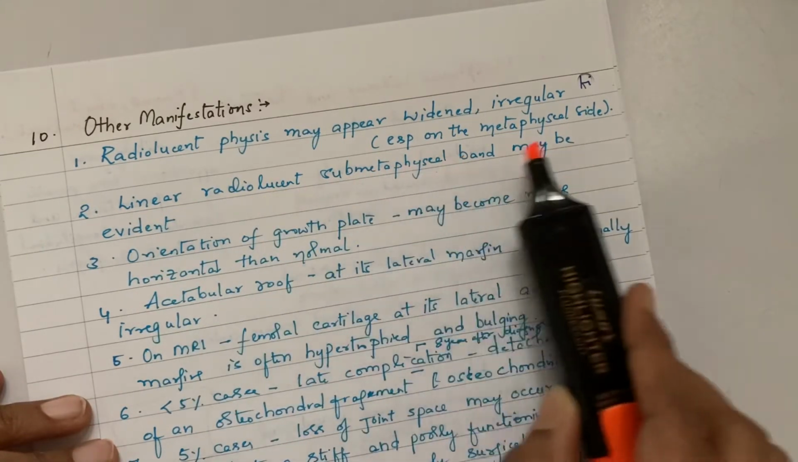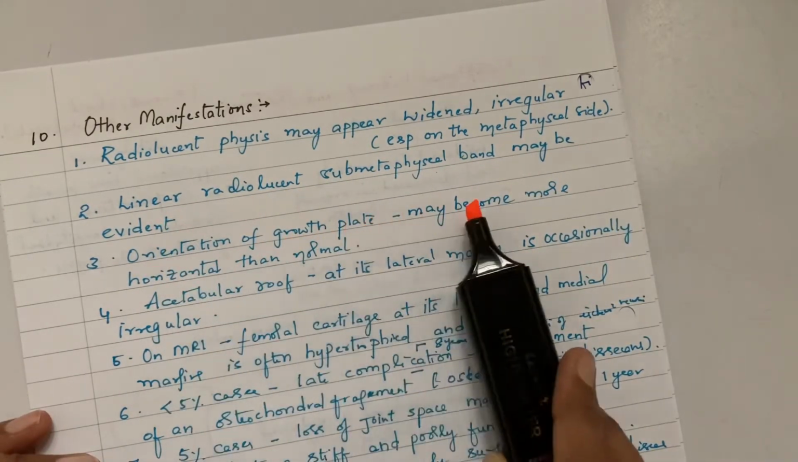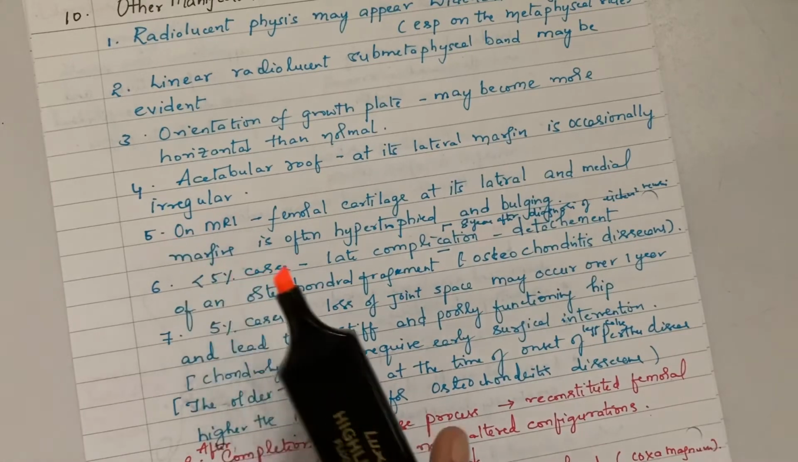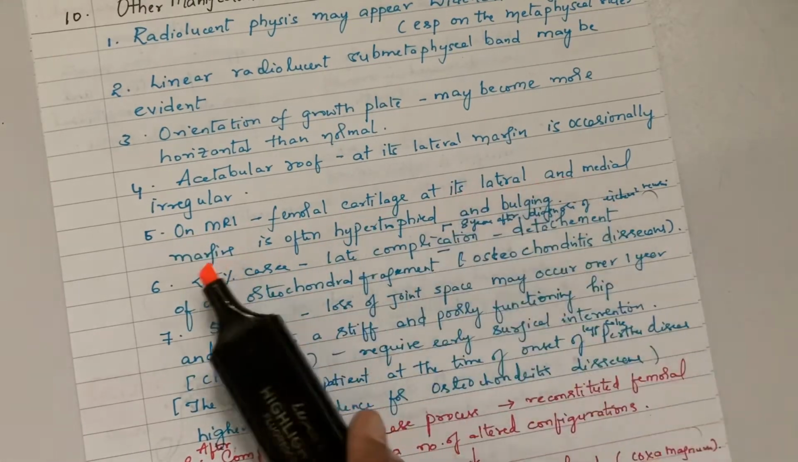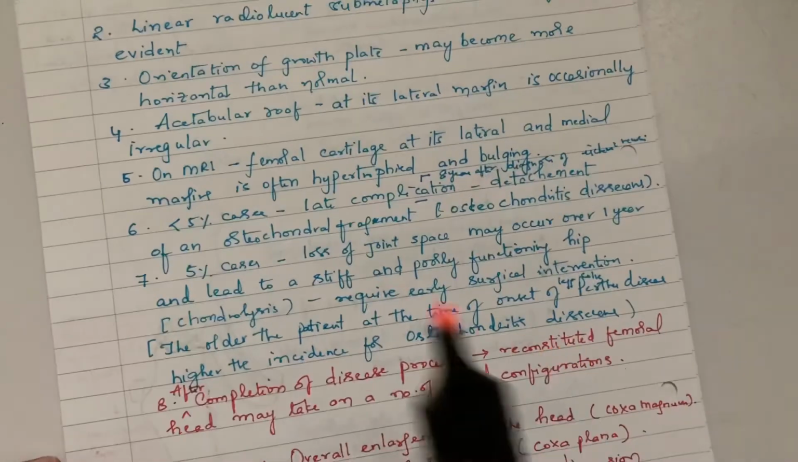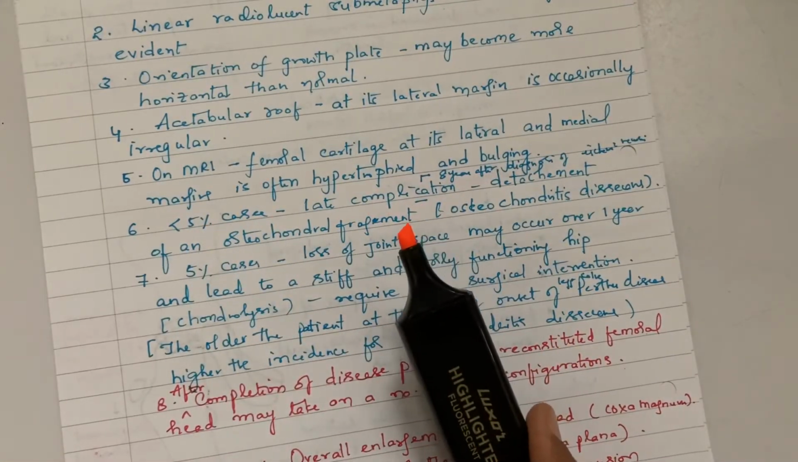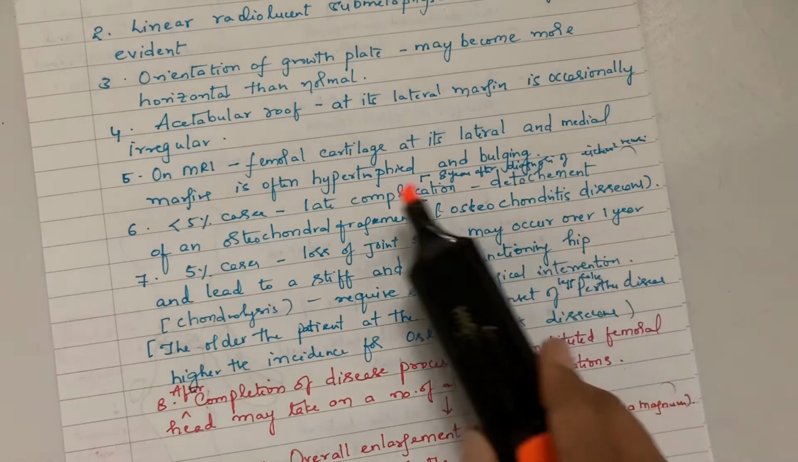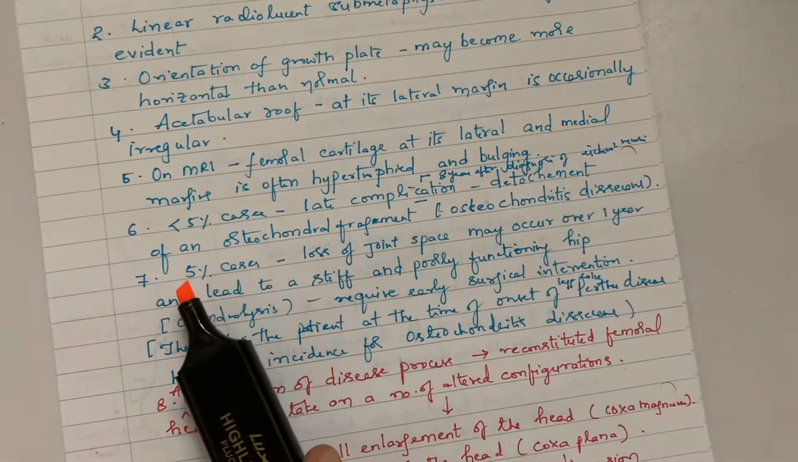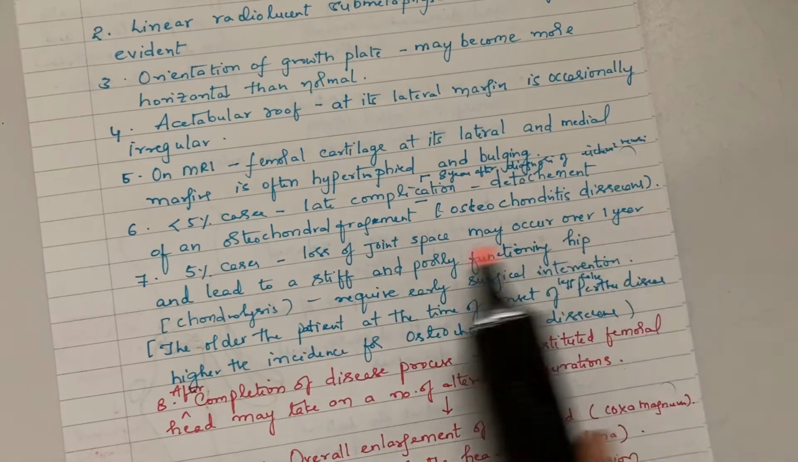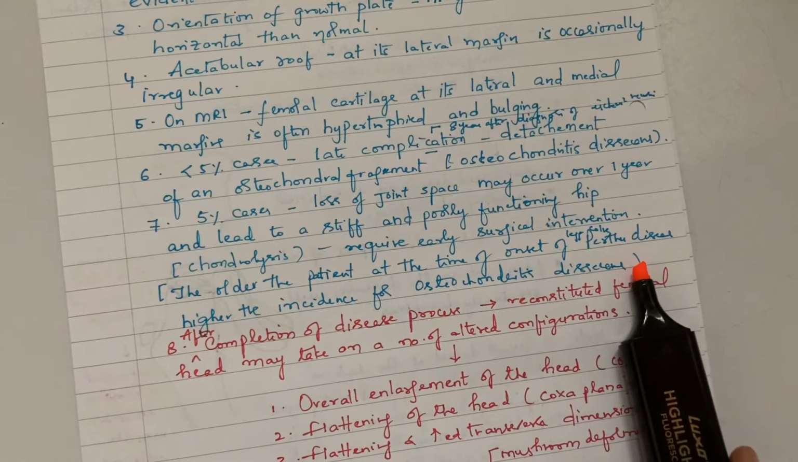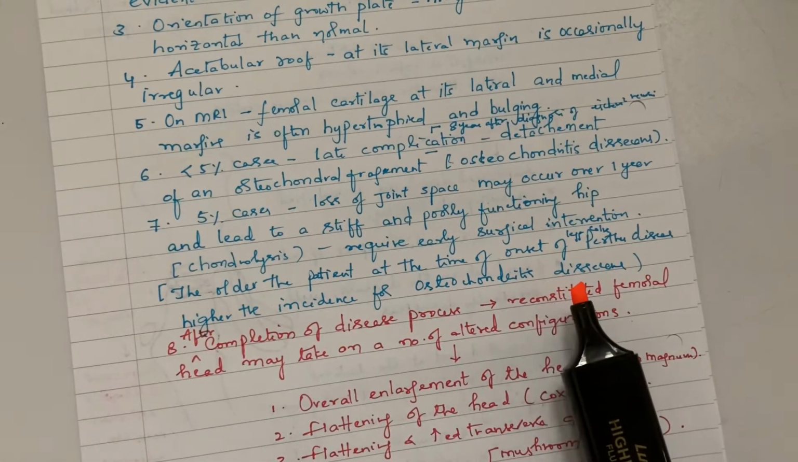A linear radiolucent submetaphyseal band may be evident. Orientation of the growth plate may become more horizontal than normal. The acetabular roof at its lateral margin is occasionally irregular. On MRI, femoral cartilage at its lateral and medial margin is often hypertrophied and bulging. In less than 5% of cases, a late complication is detachment of an osteochondral fragment, that is osteochondritis dissecans. It occurs about 8 years after the diagnosis of ischemic necrosis. In 5% of cases, loss of joint space may occur over 1 year, leading to a stiff and poorly functioning hip. This chondrolysis requires early surgical intervention. The older the patient at the time of onset of Perthes disease, the higher the incidence of osteochondritis dissecans.